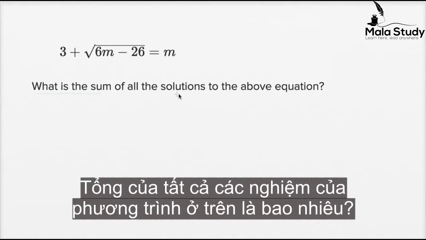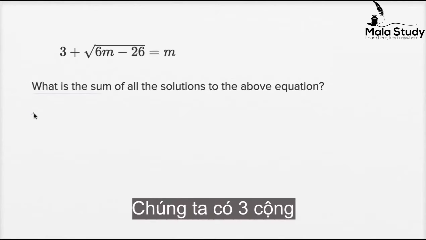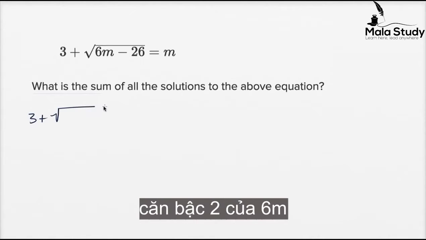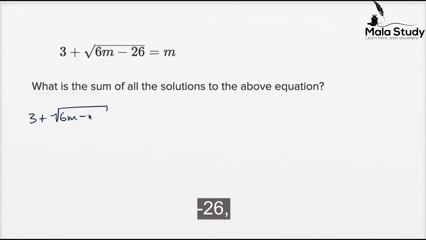What is the sum of all the solutions to the above equation? All right, this is interesting. We have 3 plus the square root of 6m minus 26 is equal to m.